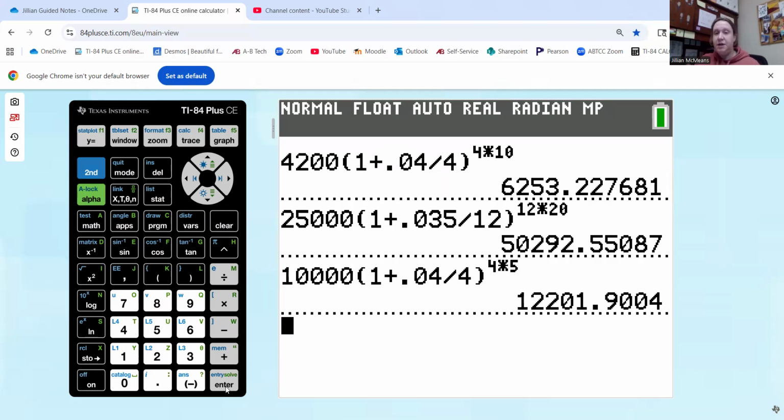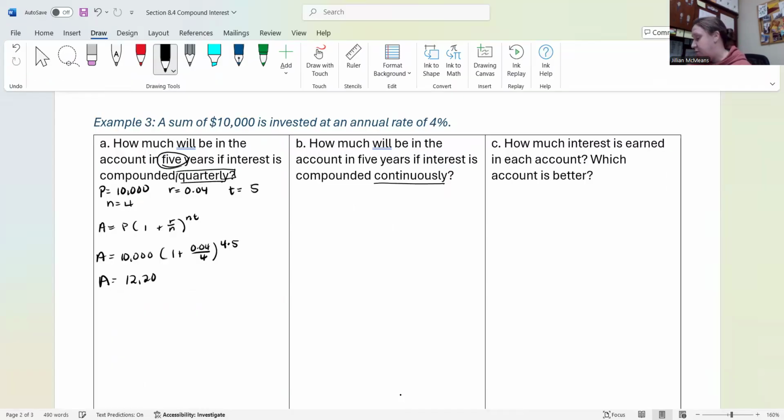Okay, so we would get $12,201.90, assuming interest was compounded quarterly. Okay, now let's see what would happen if interest was compounded continuously.